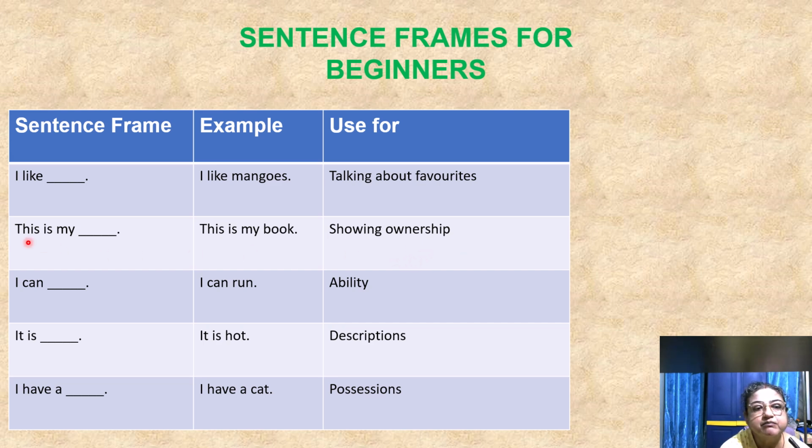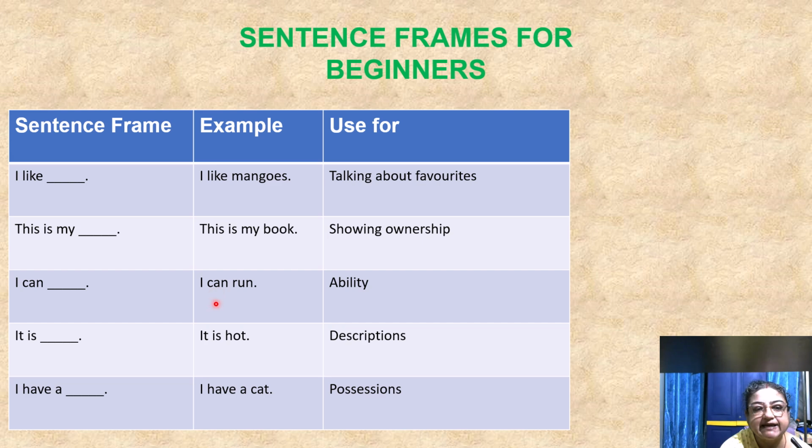So showing ownership, this is my, this pronoun. I don't want to go through any grammar chapter-wise straight away, I am only focusing on sentences. So this word my is showing ownership. This is my book, you are the owner of the book. So showing ownership. I can run, I can jump, I can play cricket, I can play football. In this way you can add as many words as you can and frame many sentences.